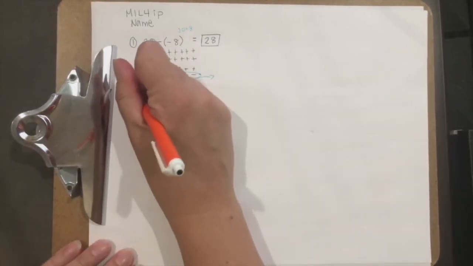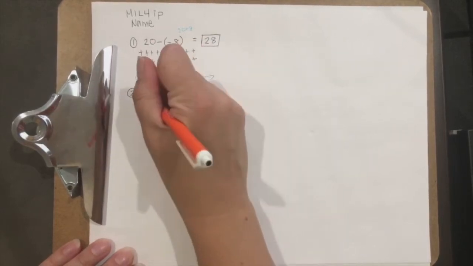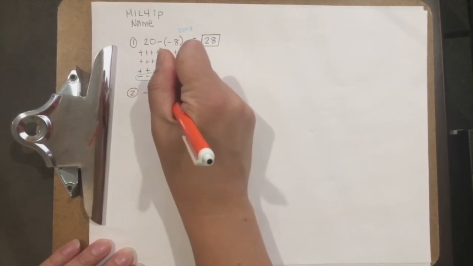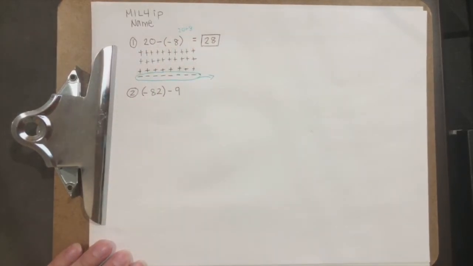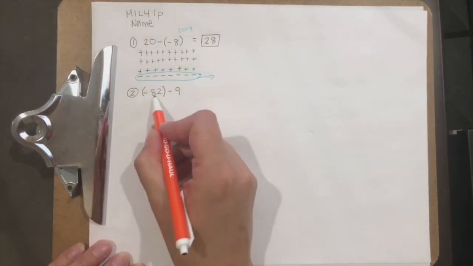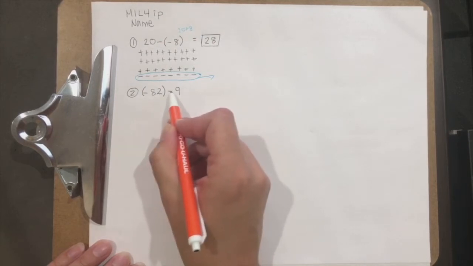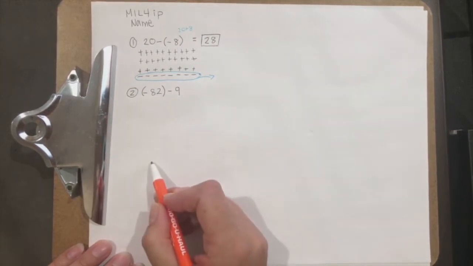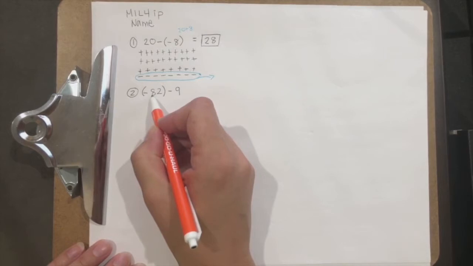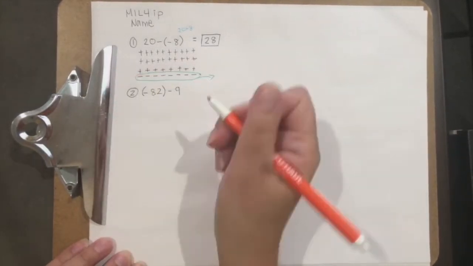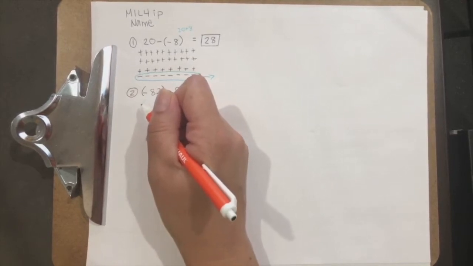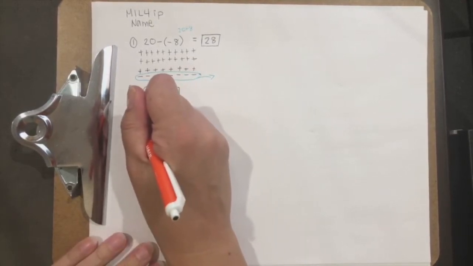Let's do it again. Number 2, -82 minus 9. Okay, so I'm going to have 82 negative tiles, and then I want to take away 9 positive tiles. So we're going to have 82 negative tiles. So I'm going to use the 10 tiles again, just like I did last time.